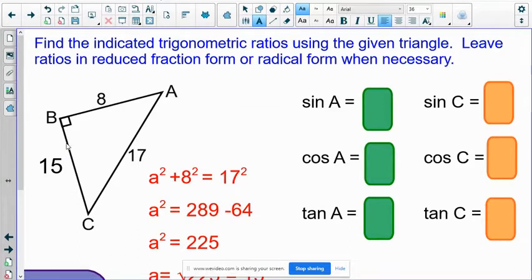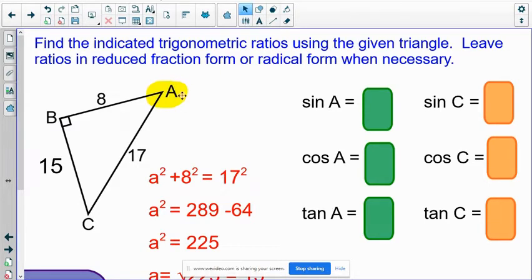Now that I have all the sides, I can find these things. Let's do all the A's first. I'm going to focus on angle A. If I want the sine of this angle, all I have to do is go across, because it's opposite, which is 15, over the hypotenuse. The hypotenuse is always across from the right angle. So the correct answer for A is 15 over 17. Now, you do have to reduce it if possible.